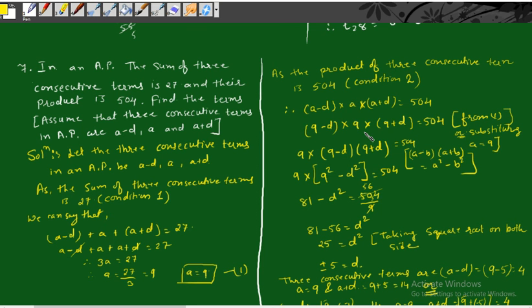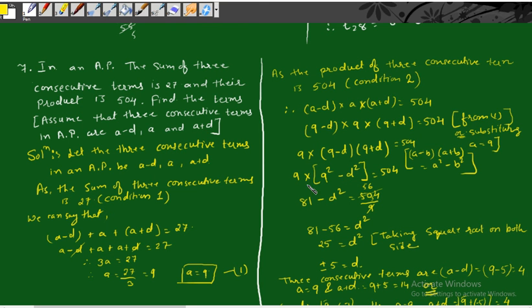Now I just interchange the terms. So 9 into (9 minus d)(9 plus d) is equal to 504. As we know that (a minus b)(a plus b) is a square minus b square, so 9 minus d and here 9 plus d, so I'll take 9 square minus d square.